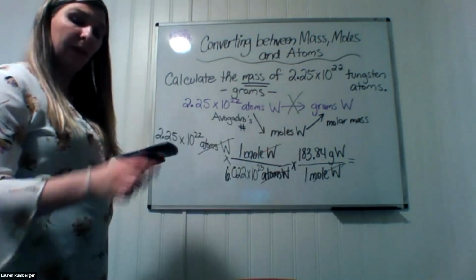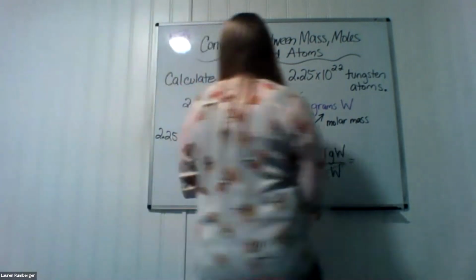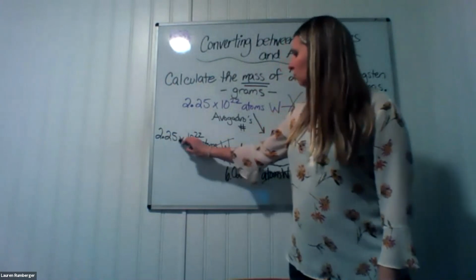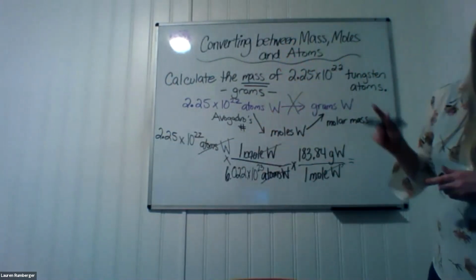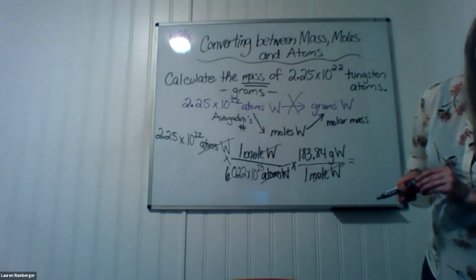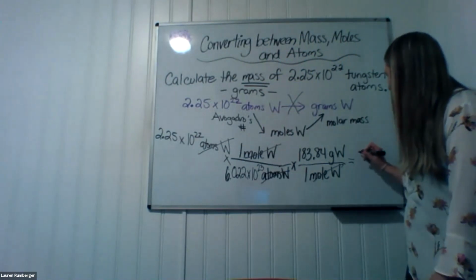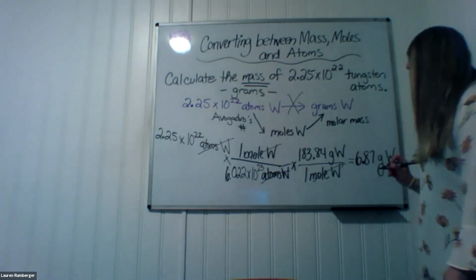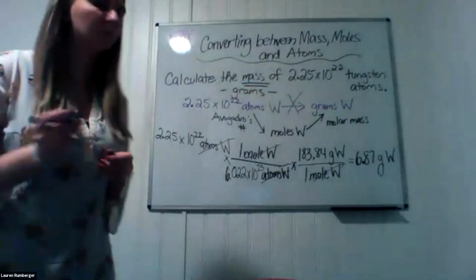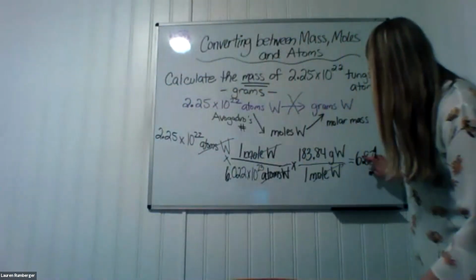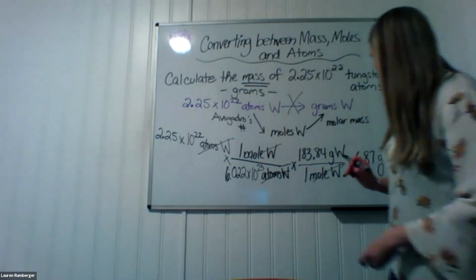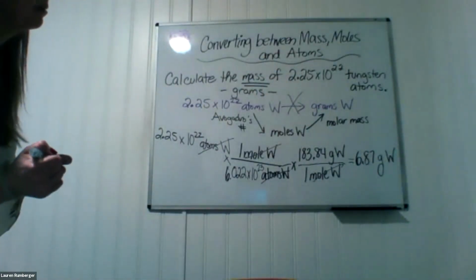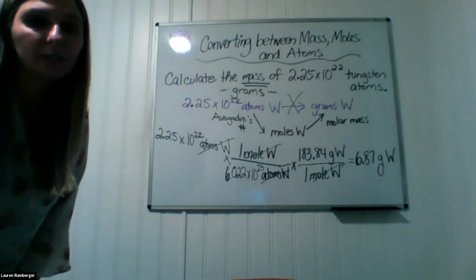183.84. And the answer that I get, which I'm going to round to three significant figures, 1, 2, 3, is 6.87 grams of tungsten. It might be hard to see. 6.87 grams of tungsten. And that completes that calculation.